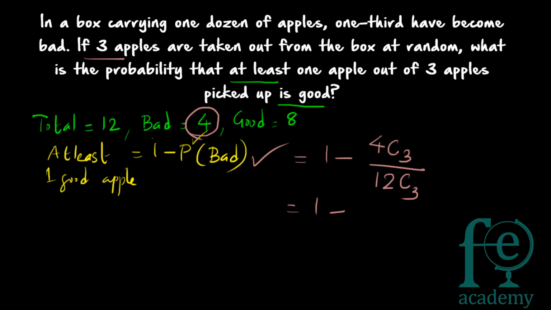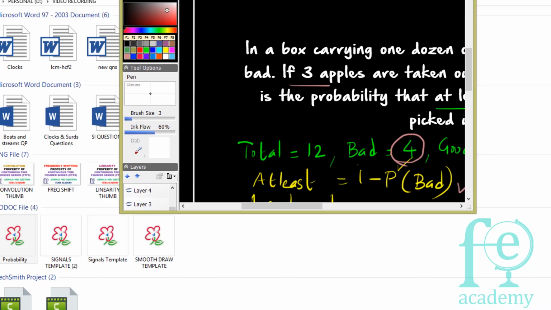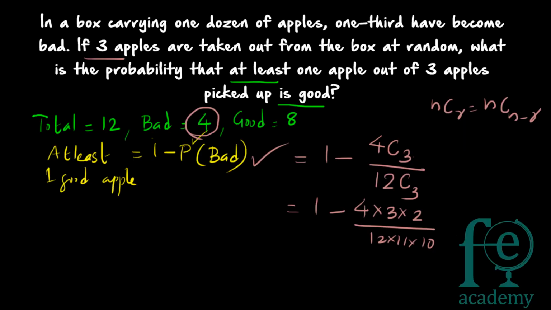So I am not writing 4C3 as 4C1. So you will be getting 4 into 3 into 2 divided by 12 into 11 into 10. You already know nCr is equal to nC(n minus r), so 4C3 can be written as 4C1. That's what I told. But since here the denominators are the same, 1 into 2 into 3 will come both in the numerator and the denominator, and that is why I am writing 4C3 as such.